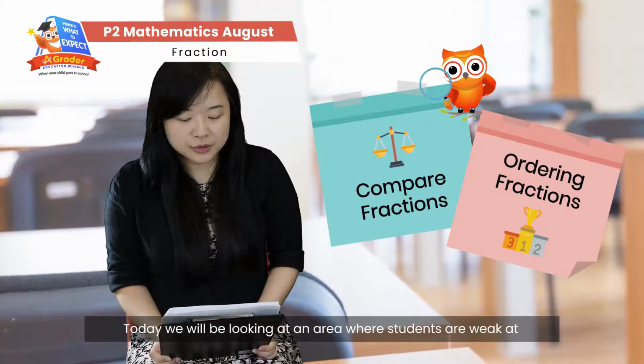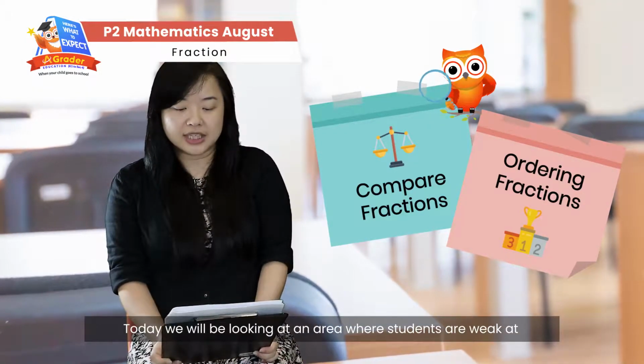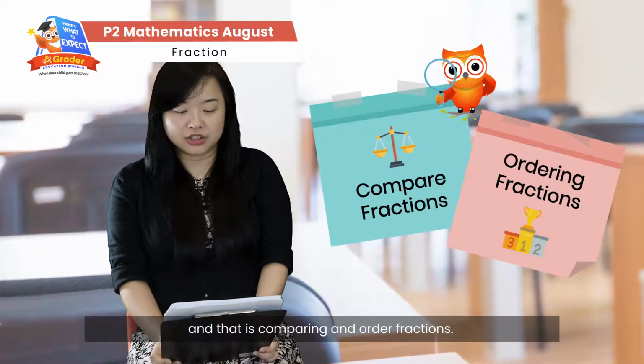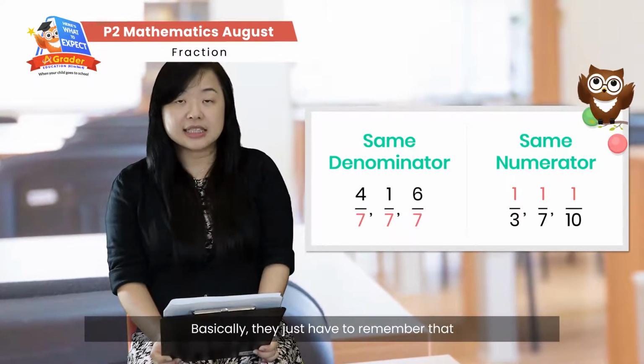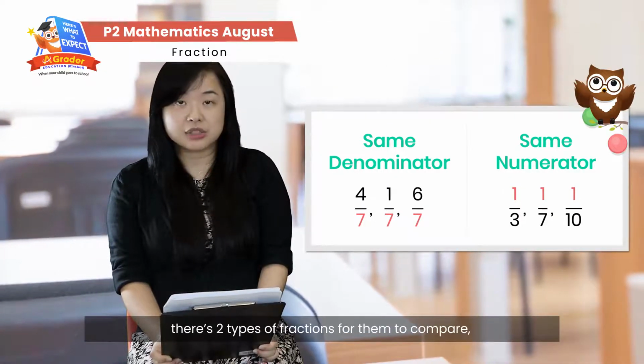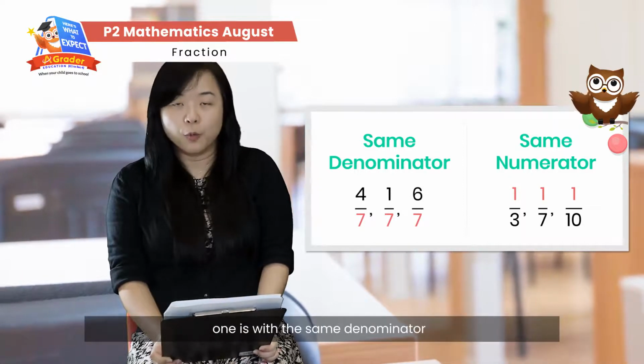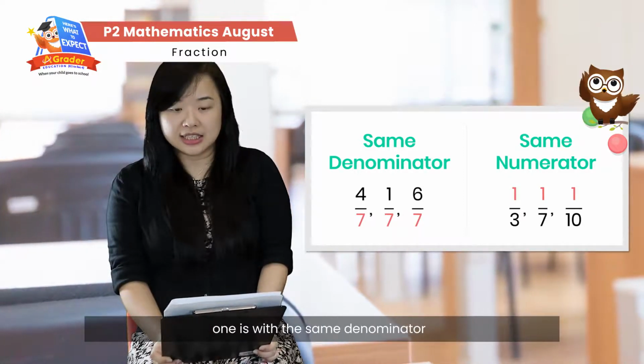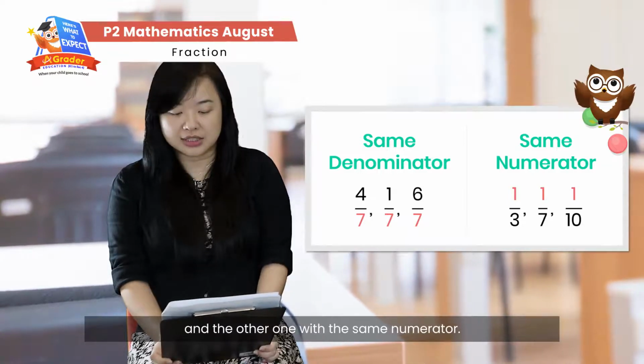Okay, today we'll be looking at an area where students are weak at, and that is comparing and ordering fractions. So basically, they just have to remember that there are two types of fraction for them to compare. One is with the same denominator and the other one is the same numerator.